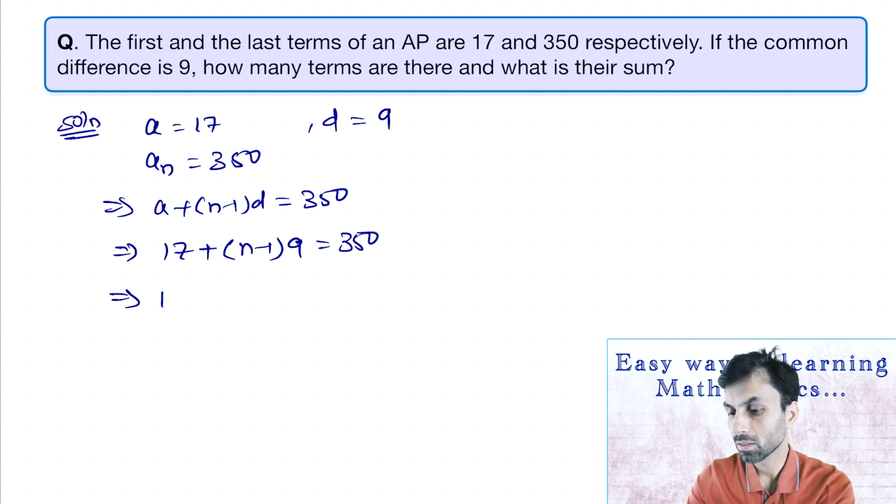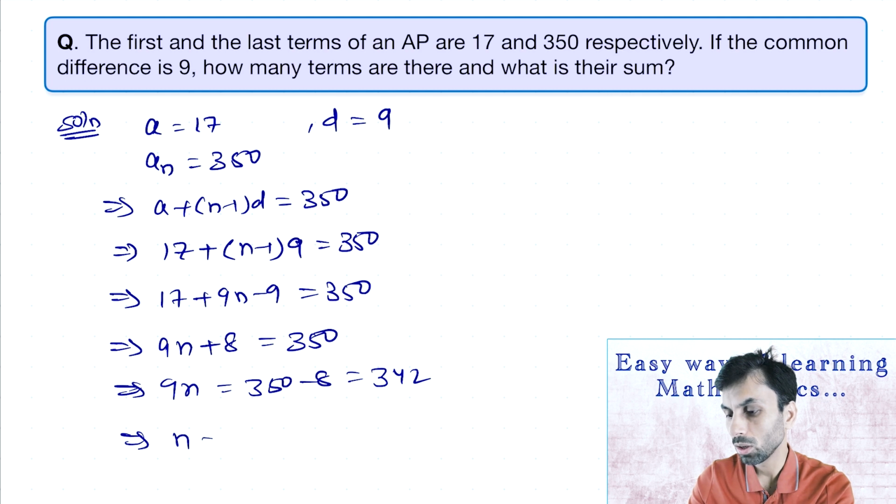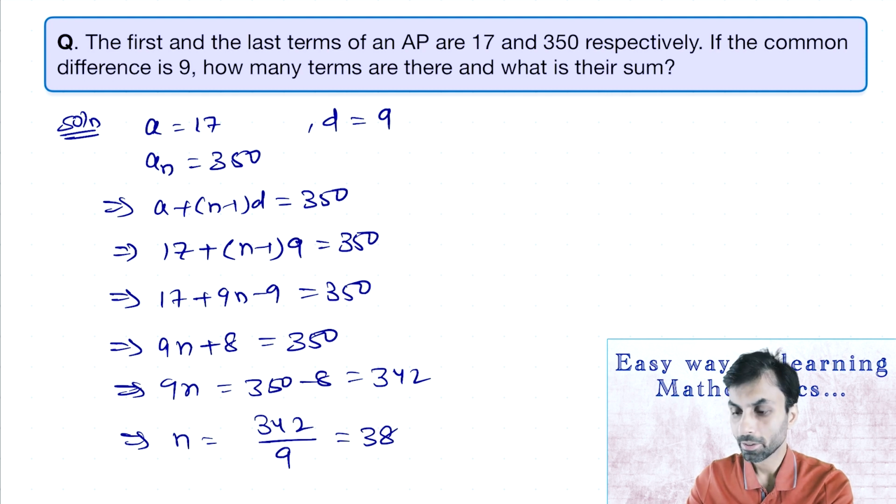We can write it as 17 plus 9n minus 9 equals to 350. It will be 9n plus 8 equals to 350. Further, we can write 9n equals to 350 minus 8, which is 342. And so the value of n will become 342 upon 9, which will be 38.